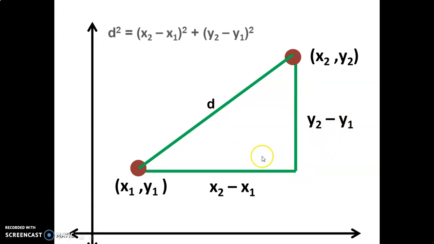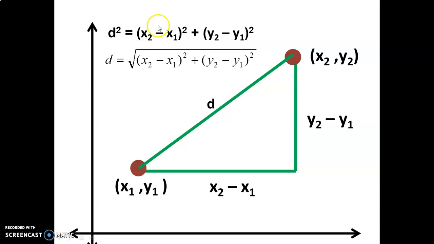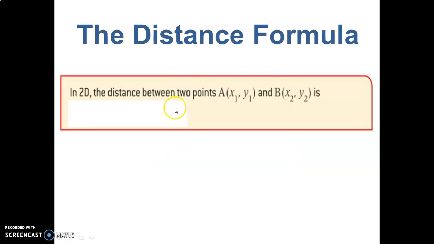Along those segments, and then to find this distance between the 2 points, we run a Pythagorean theorem, and we take the square root on both sides. So this is a distance formula. You may be familiar with it, but it's very important to remember that it comes from the Pythagorean theorem. So we see the Pythagorean theorem here, and there it is. The distance formula in 2D space between 2 points is this. Again, that's the Pythagorean theorem.